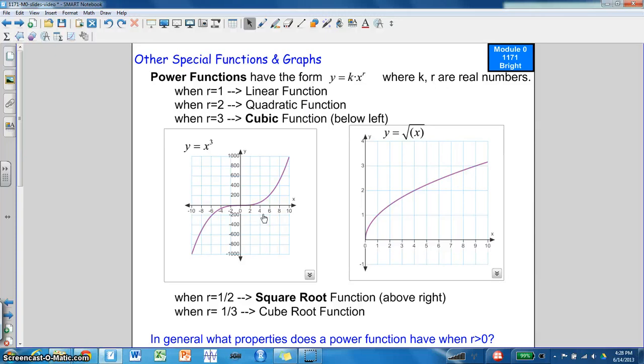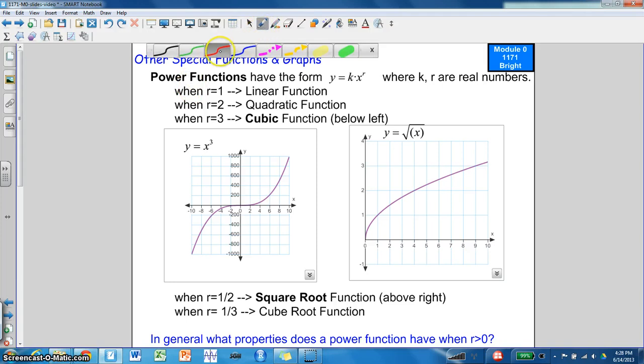Okay, and we're going to finish up the basic functions that are roughly polynomial related by talking about power functions. Okay, we've seen these to an extent already. Basic ones have the form y is equal to k, just a constant, times x to the r power. X is our independent variable. R is just another real number.